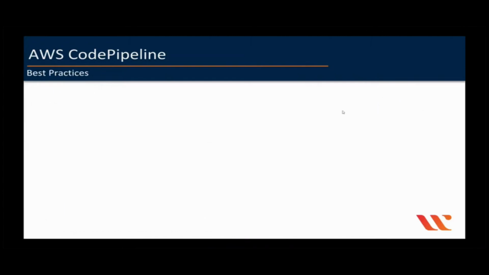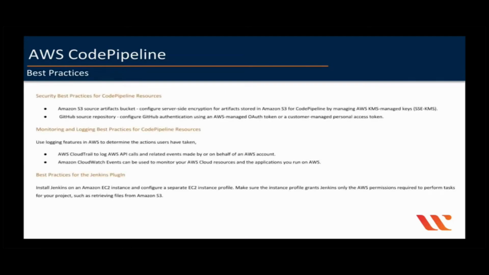There are a few best practices listed in the AWS documentation for CodePipeline. So I have listed them here. For CodePipeline resources, when we are using an Amazon S3 source artifacts bucket, the best practice is to configure server-side encryption for artifacts stored in S3 for CodePipeline by using AWS KMS managed keys, which is SSE-KMS, to keep the artifacts secure. Also, you can make sure you secure the bucket using the required bucket policies.